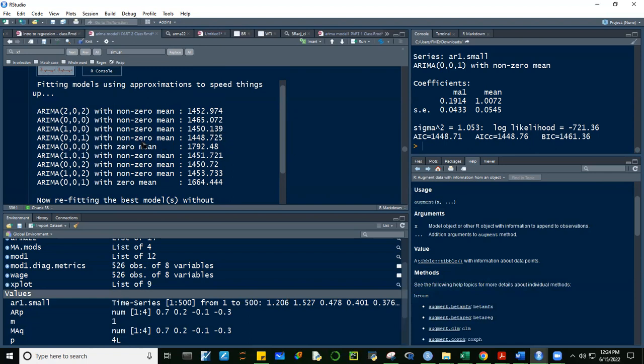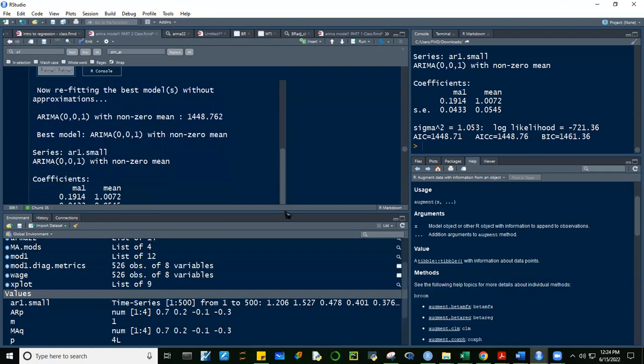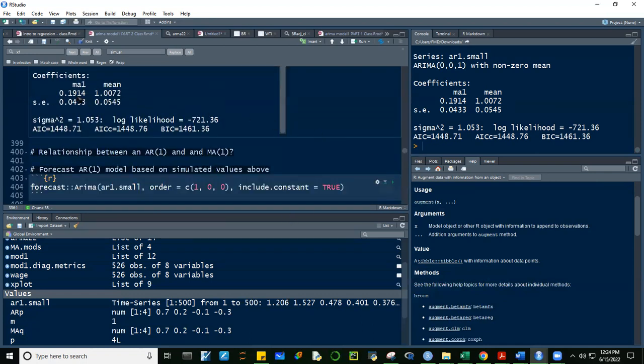Yung sinimulate natin as an AR1 process, ang lumalabas guys, mas maganda yung MA1 process, by virtue of having a smaller Akaike information criterion. Non-zero mean dapat, 1448. Yun ang lumalabas dito sa model. Ito yung mean, ito yung MA component, at saka ito yung mean.